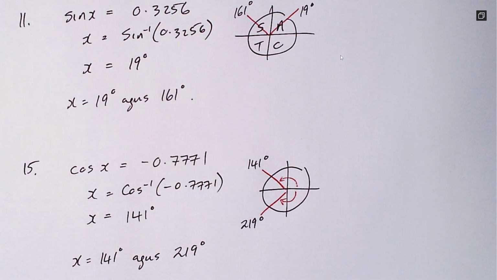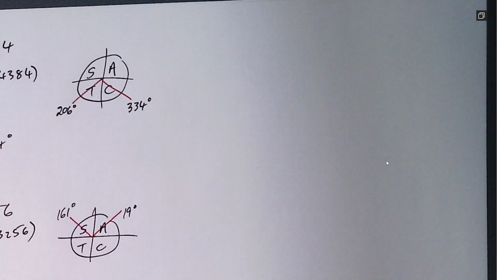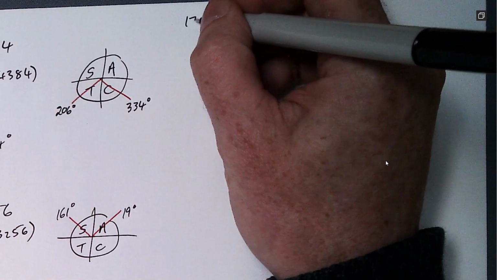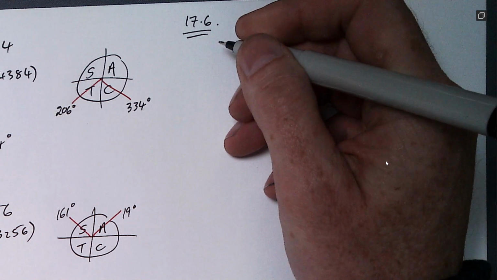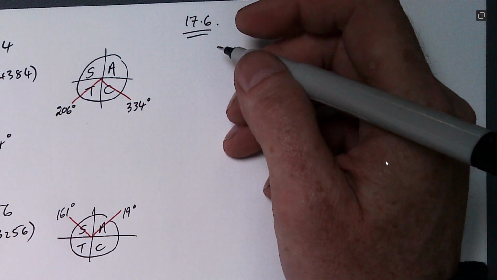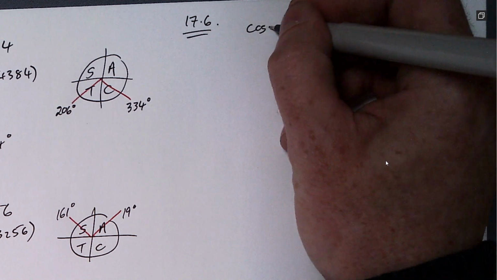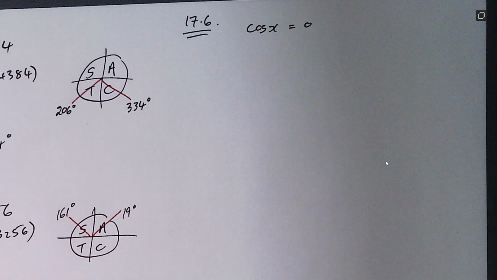Now for your exercise 17.6. Okay? Right, so 17.6. Cos equals 0, right, fair enough. So cos x equals 0. I guess we can get it in the general solution.